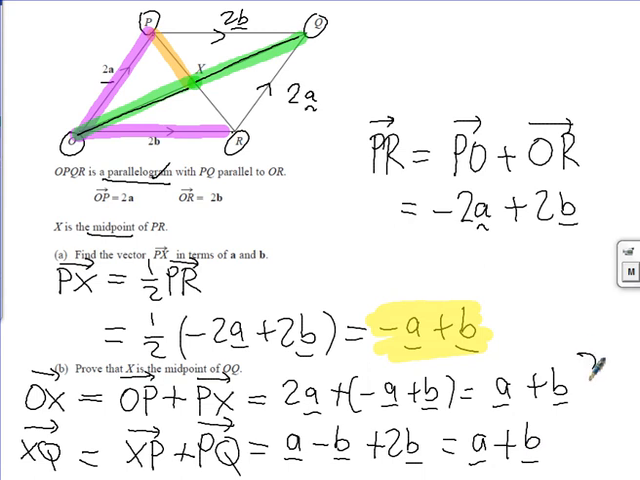And therefore, we have found what we wanted. At the end, we know that the journey from O to X is a plus b, and the journey from X to Q is also a plus b. And therefore, they are the same, and thus X must be the midpoint of OQ.